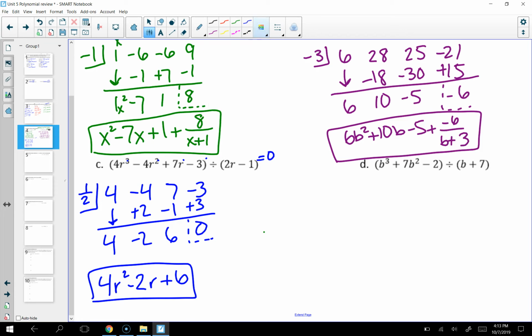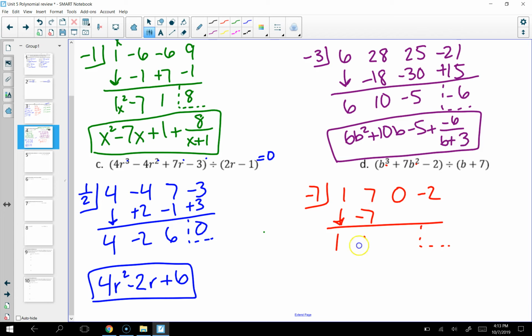Alright, we're going to have negative 7 this time in the corner. Degree is 3. 3, 2, oh, we're missing the b with the power of 1, right? So when we drop our coefficients, that's b cubed. That's b squared. I don't have a b, but then there is my constant. So don't forget this 0 right here. It will mess it all up.